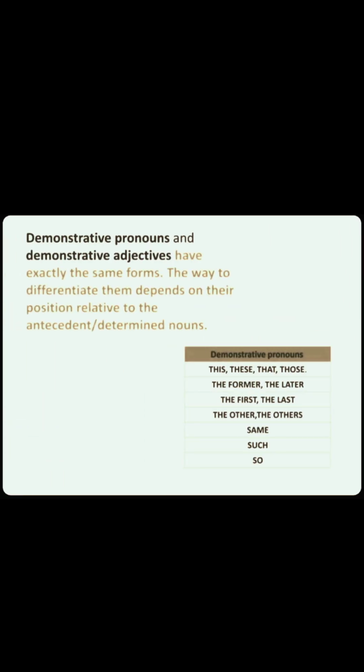Now let's talk about demonstrative pronouns. Demonstrative pronouns and demonstrative adjectives have exactly the same forms. So the way to differentiate them depends on their position relative to the determinant nouns.